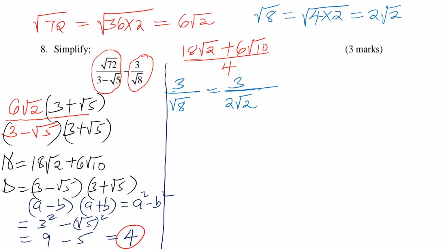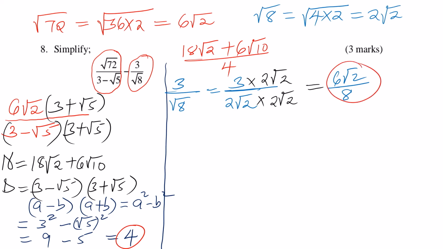The next step, you rationalize the denominator. So multiply both the numerator and the denominator by 2 root 2. And this one will simplify to 3 times 2 root 2 will give 6 root 2 divided by 2 root 2 multiplied by 2 root 2 will give 4 times 2, which is 8. So now we have that part there, and we also have the other one here.